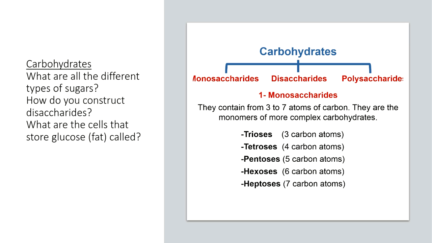So we're going to talk a little bit about carbohydrates right now. These are the different types of sugars. We have monosaccharides, disaccharides, polysaccharides. Monosaccharides are only 3 to 7 atoms of carbon. Disaccharides have more than that.